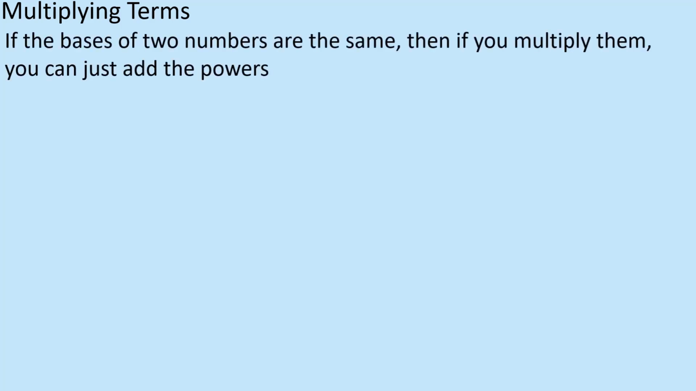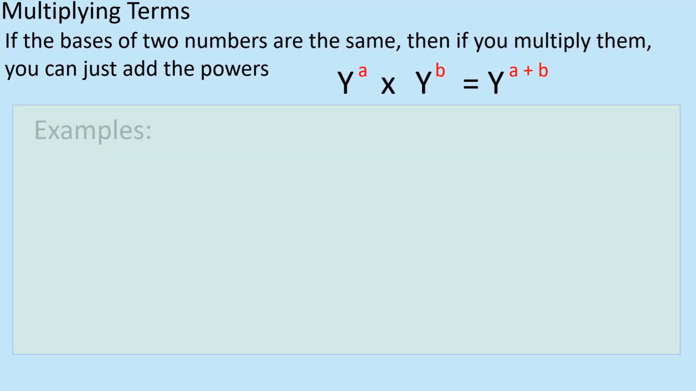Hi there everybody, today we are going to look at indices, and specifically we're going to go through all the different rules, but we're going to start with multiplying terms, arguably the most straightforward one. Essentially, if you've got y to the a times y to the b, first of all your base, your y, needs to be the same, otherwise this is not going to work. Then all you're going to do is add the powers.